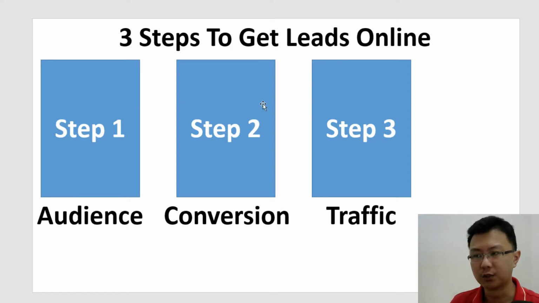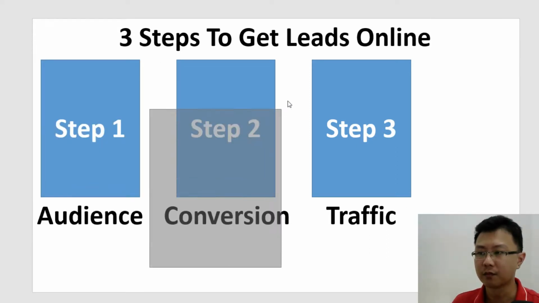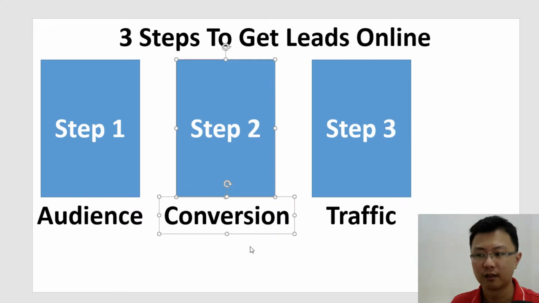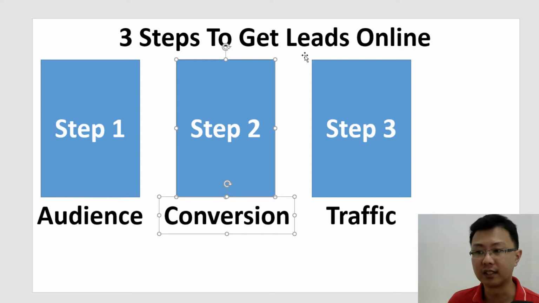The 3 steps you need to do to get leads online: first is to understand your audience. Next is to get them from being an audience to a lead, get them to fill in their information, the name, email, phone number. If you're running a local business, most of the time I'll just ask for a name and phone number. That's more important than an email. If you're doing an e-commerce store, then of course, email.